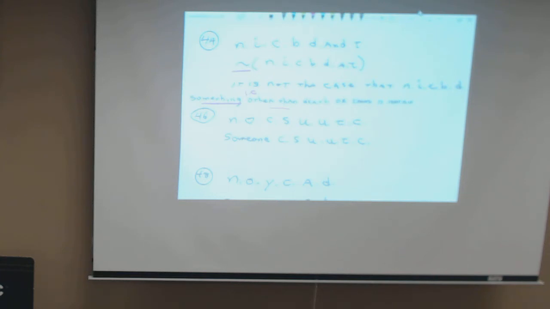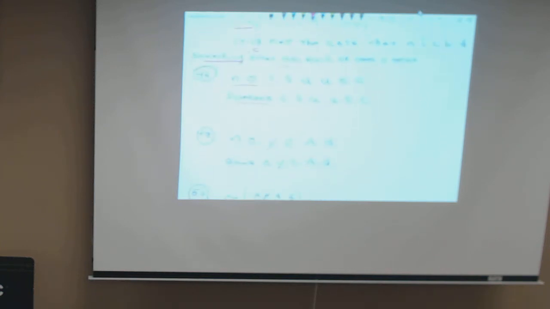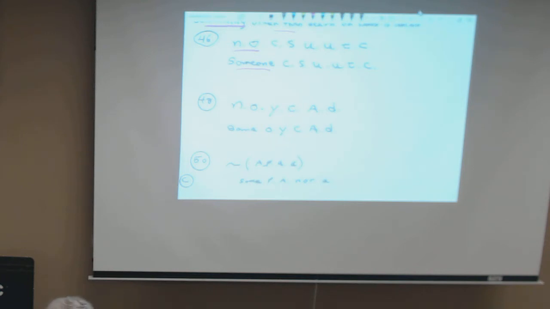Number 46. No one can sue us under this coverage. If no one can sue us, what's the negation of no one can sue us? Someone can sue us under this coverage. Number 48. None of your contributions are deductible. If none are deductible, what would you say to negate that? Some of your contributions are deductible.